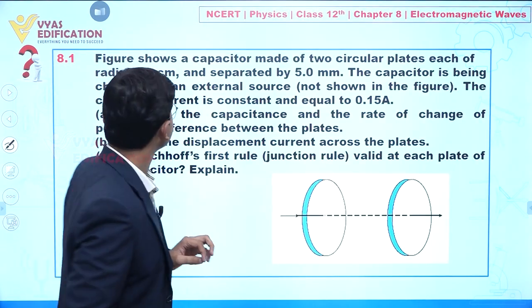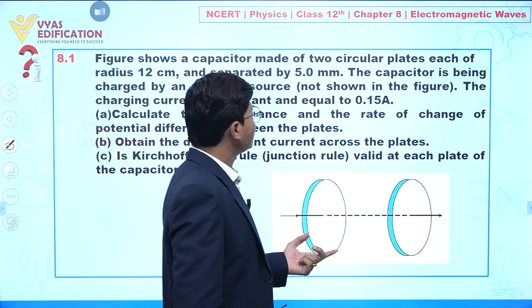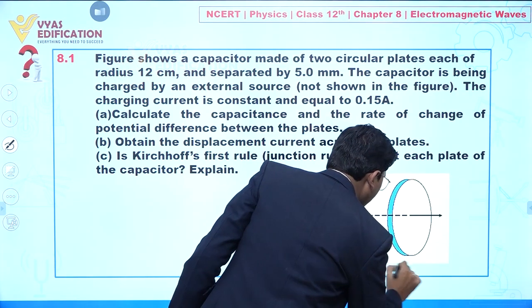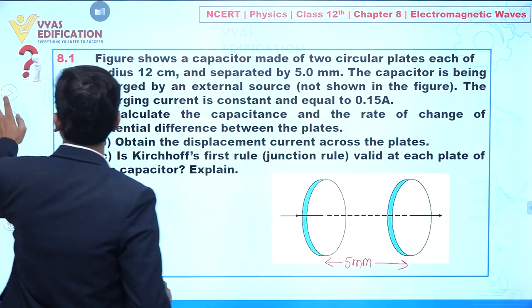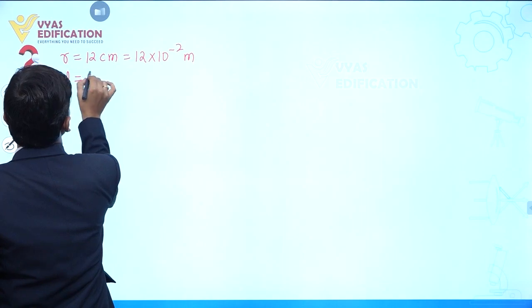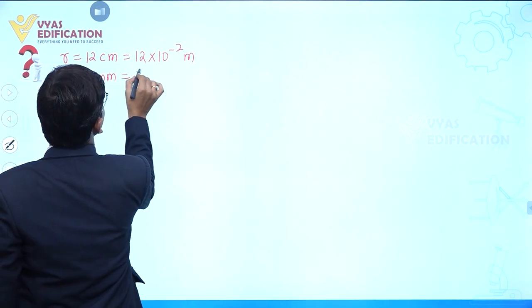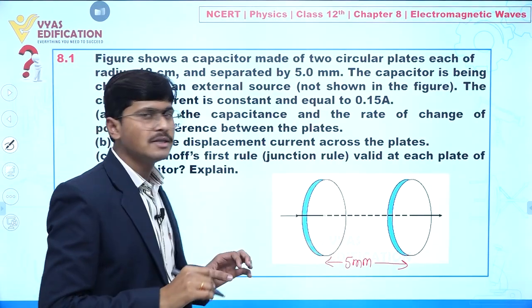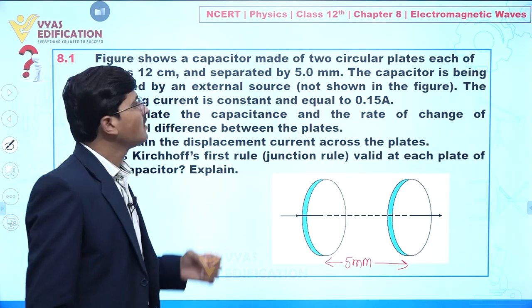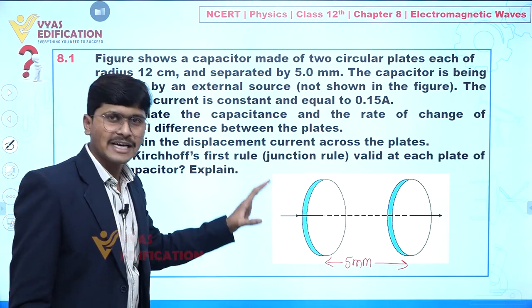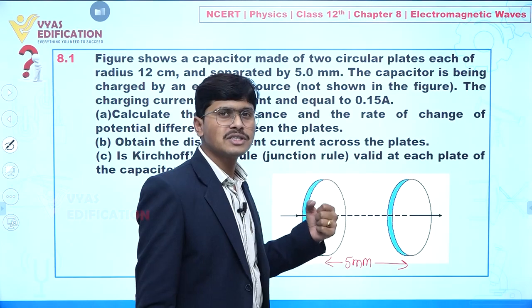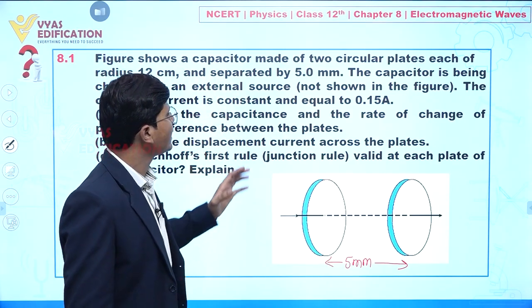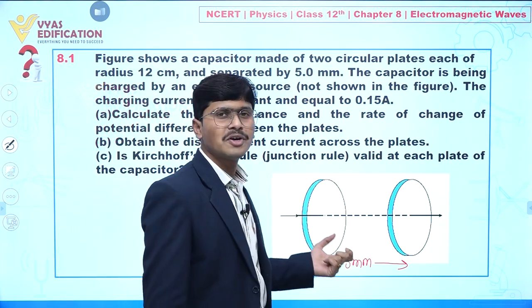Clear to everyone? Yes. And it is separated by a distance of 5 mm. So this separation distance, let's suppose this is d, and this value is 5 mm, which is equal to 5 into 10 to the power minus 3 meter. Clear to everyone? Yes. Now, it is also given that the capacitor is being charged by an external source, and that external source is not shown in the figure. The charging current is constant, and this is equal to 0.15.